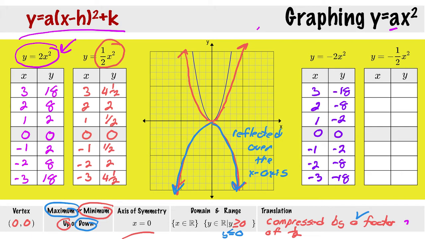So when we're talking about A, we now know that when A is positive, it's up. When A is negative, it's down. When A is greater than 1, it's stretched. And when A is less than 1, it's compressed.